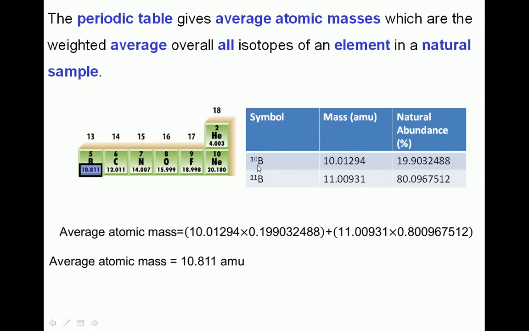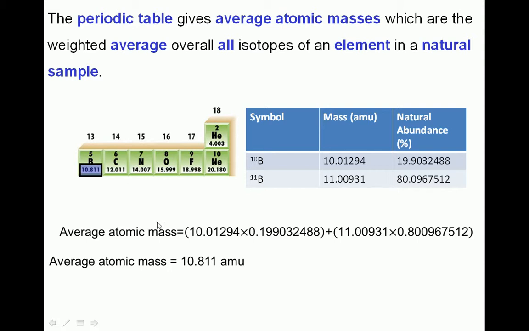So boron 10 has 5 protons and 5 neutrons in its nucleus, and boron 11 has 5 protons and 6 neutrons in its nucleus. The mass of a boron 10 atom is approximately 10.01 AMU, and the mass of a boron 11 atom is approximately 11.01 AMU.